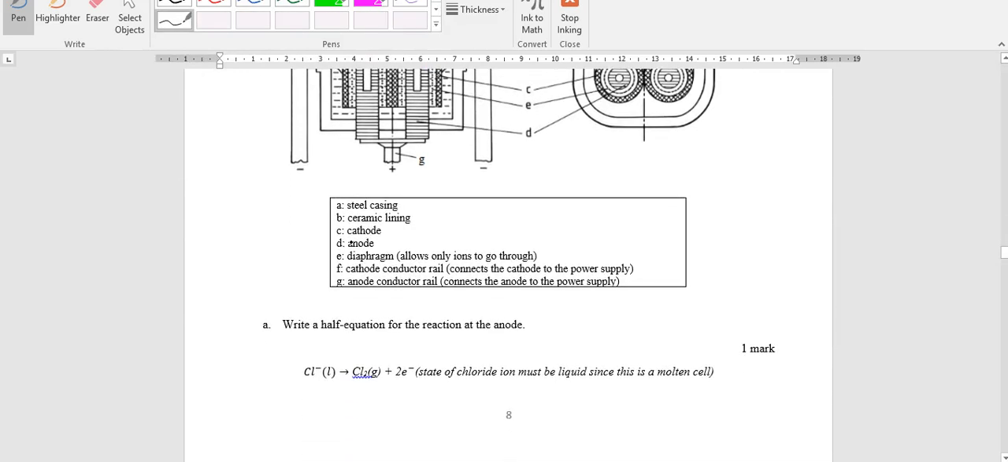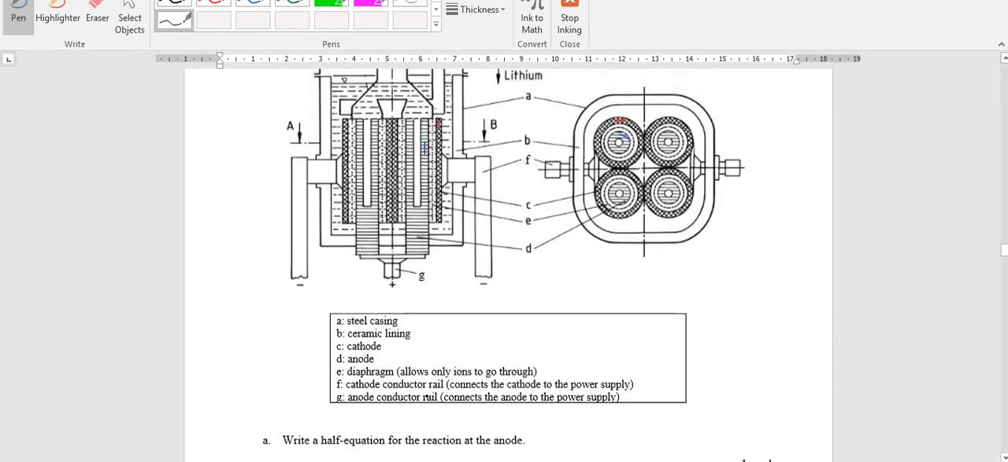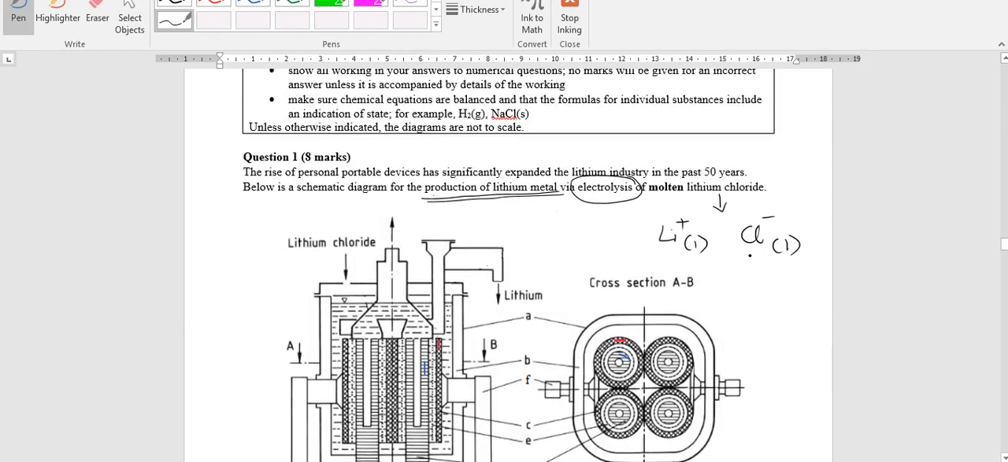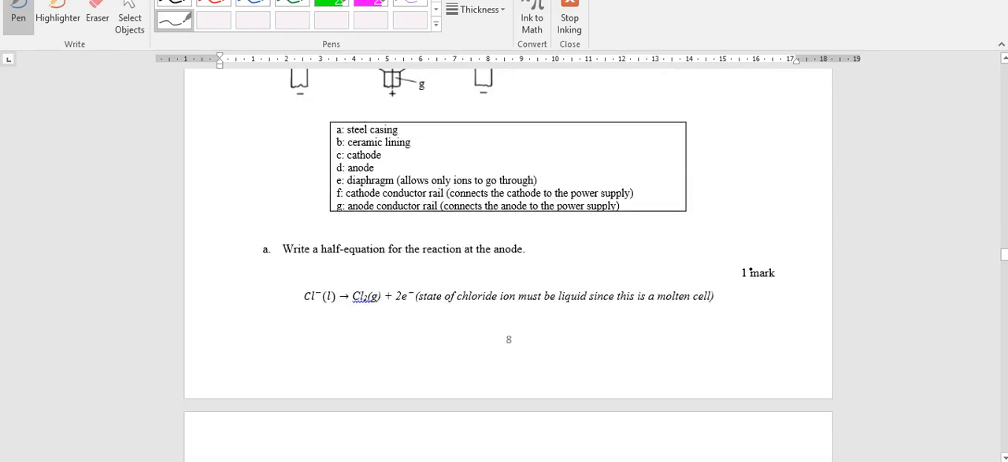Anyway, part A, write a half equation for the reaction at the anode. I already include the answer here, and honestly, if you identify these two species as the only two species present, it shouldn't be too difficult to work out which one is going to be the reaction at the anode. You do, however, need to remember that the anode is the site of oxidation. So you need to give me an oxidation equation here.